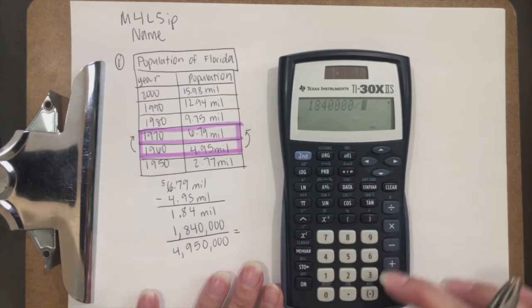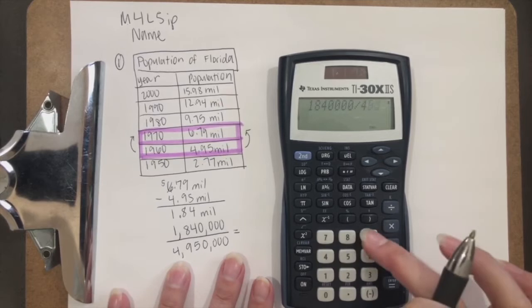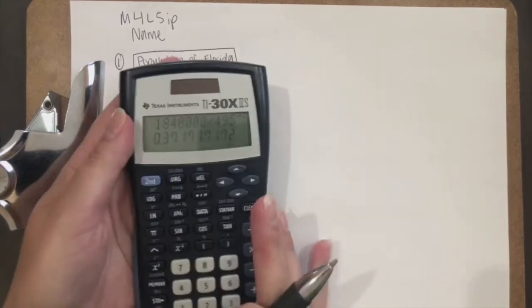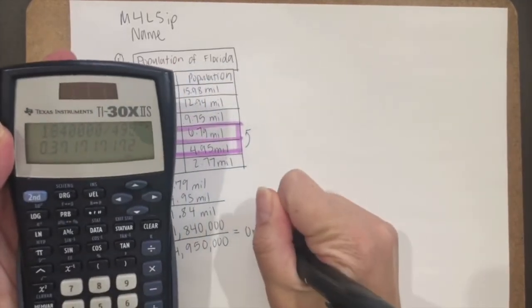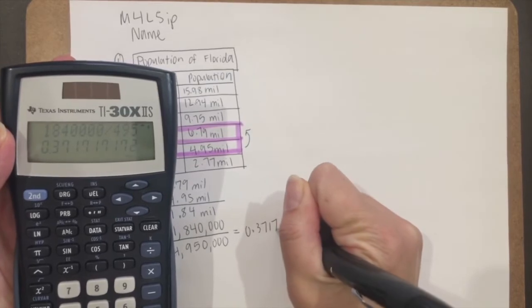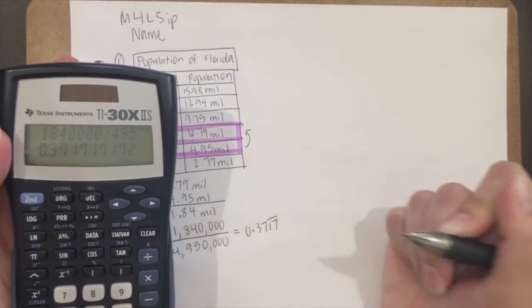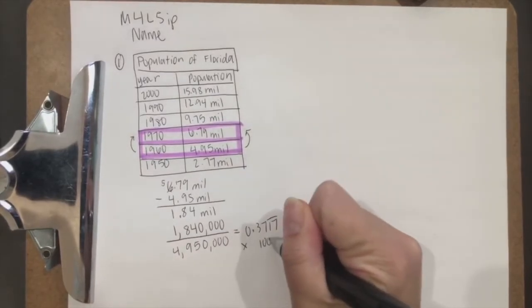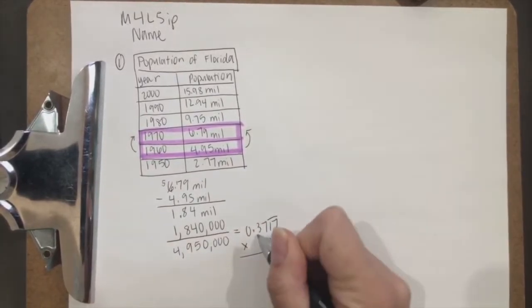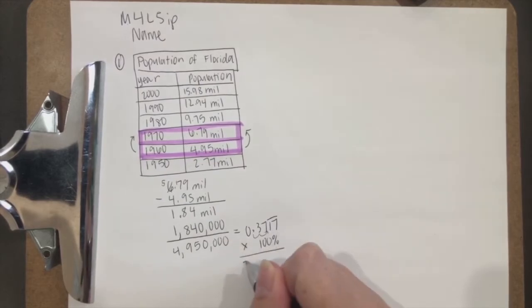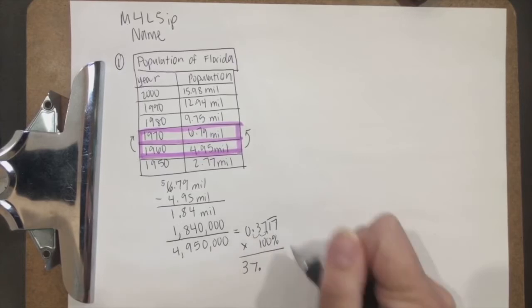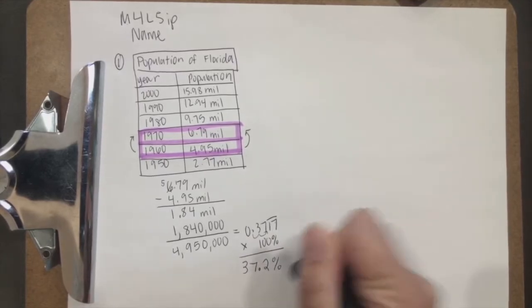1,840,000 divided by 4,950,000 equals 0.3717, and it looks like the 17 keeps repeating. So now we're going to multiply that by 100%, and if we just move the decimal twice, we get 37 point, and we'll take that 7 and round up the 1, 37.2%.